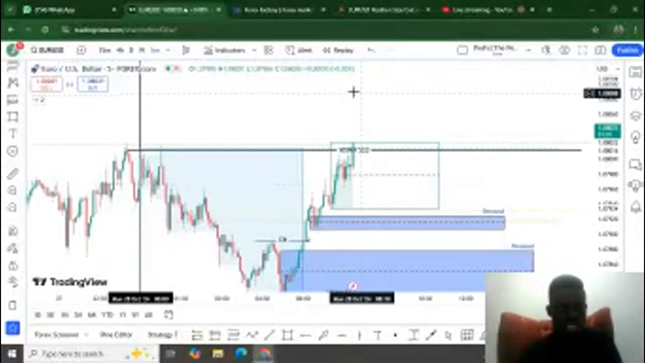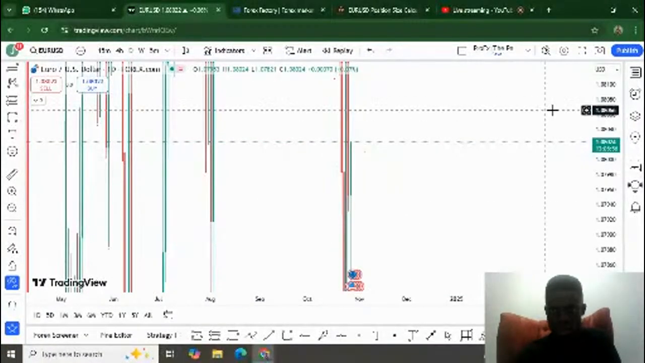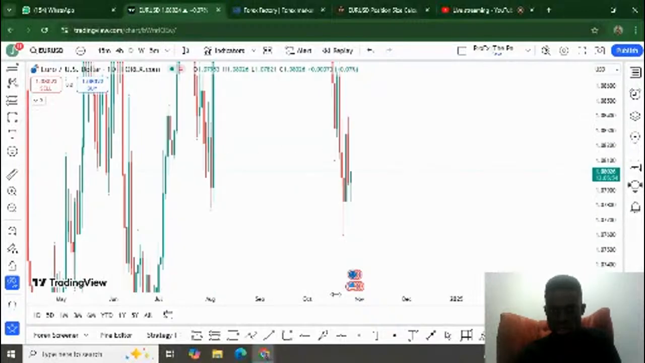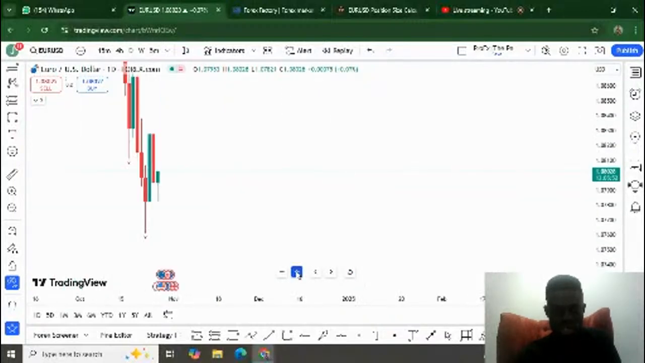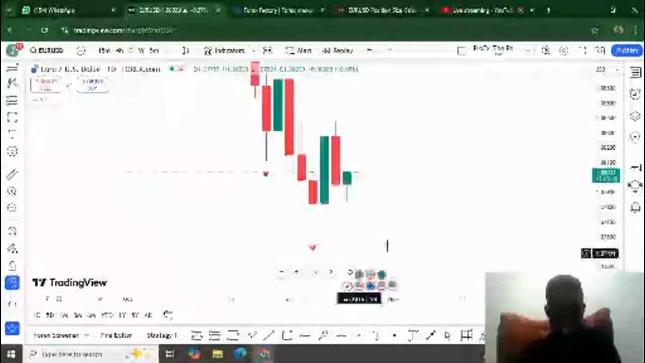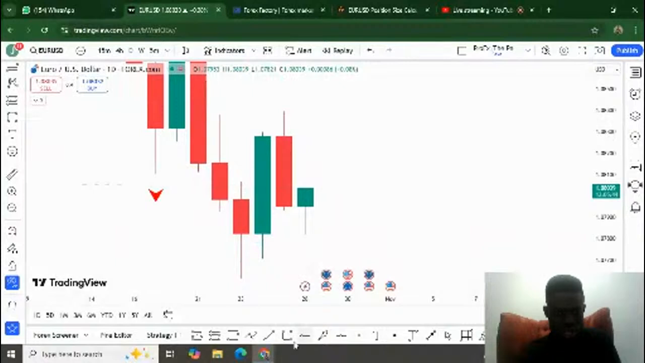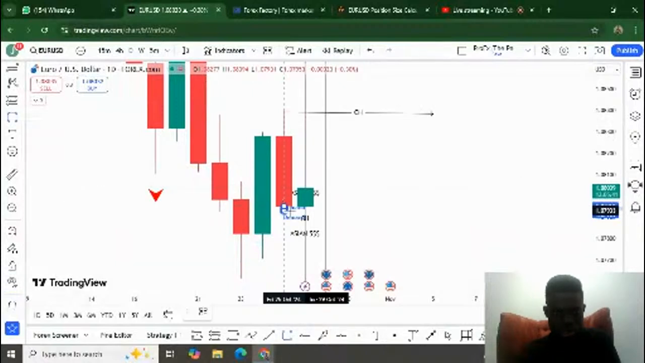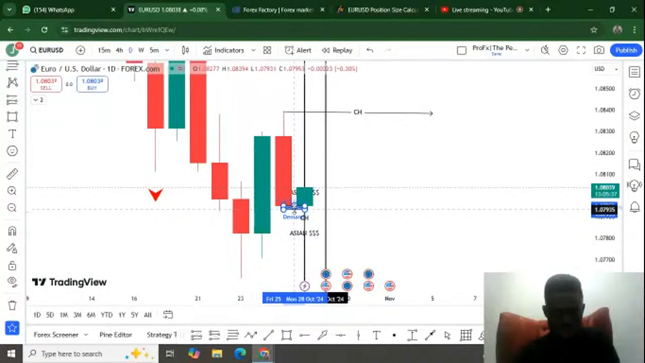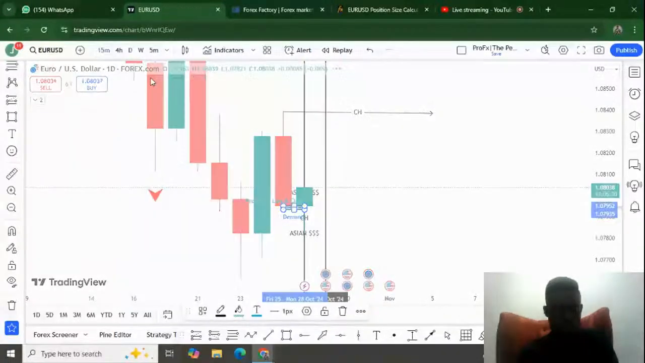Let's see what the daily candle is saying. Previous daily candle, right? You can see that the previous daily candle is already bullish. We're already trading above previous day low and close. Previous daily candle is already screaming... low and close, 15 minutes.